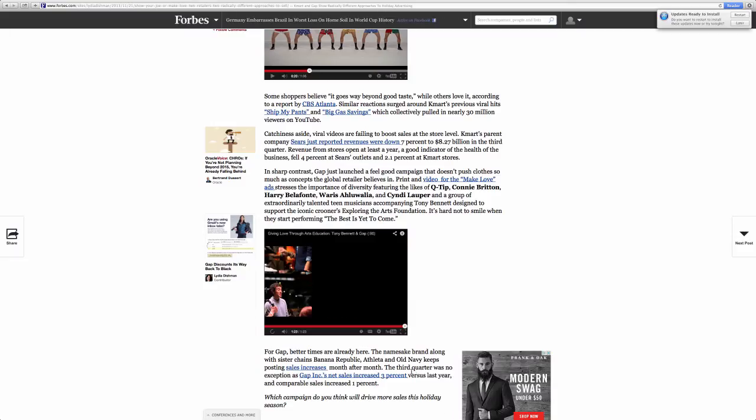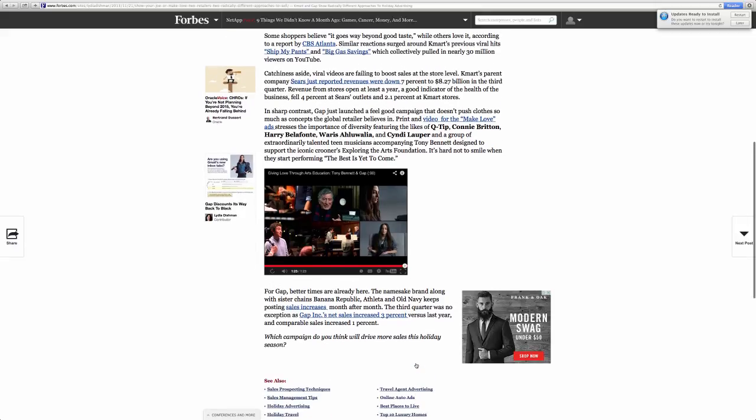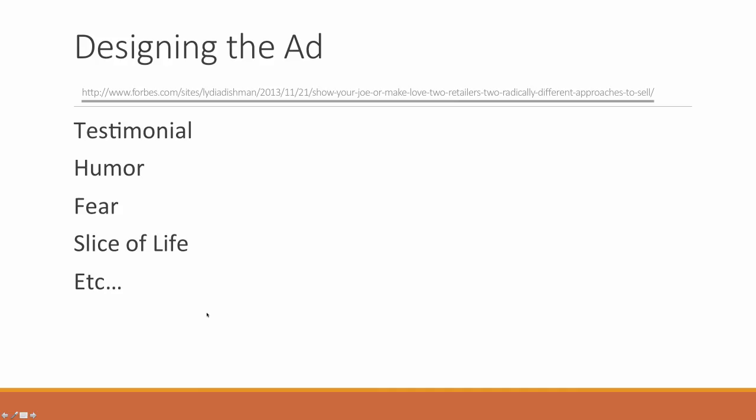So you can see here how the Gap supports the Arts Foundation and the positive PR that they're trying to build through this particular commercial. Again, what we're illustrating here is using different approaches to design the advertising for your marketing communications program.